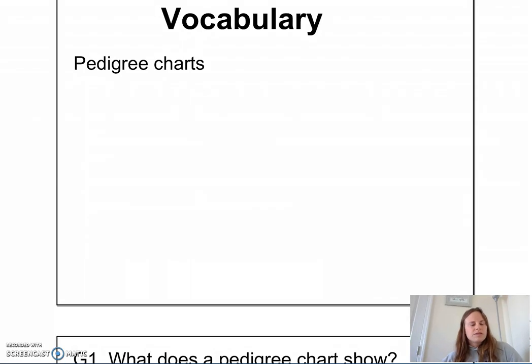Hi guys, Miss Francis here to continue our discussion of Mendelian genetics. Today we're going to be exploring pedigree charts.